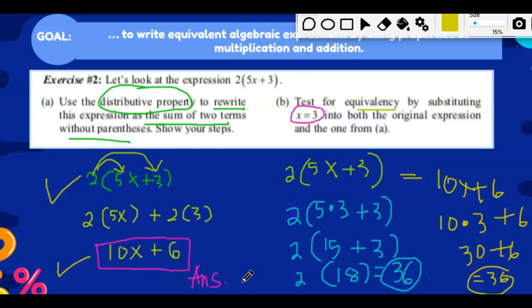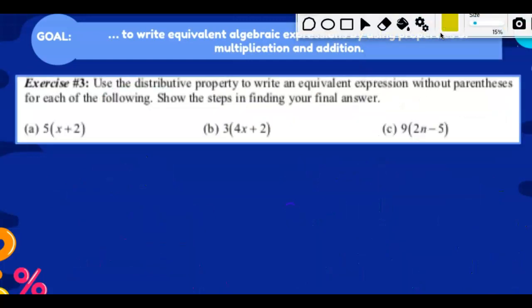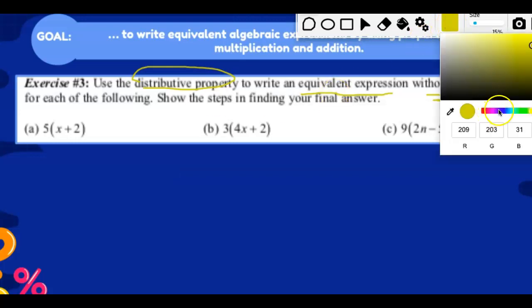Clear? Okay, take a picture. All right, so take a picture. So here in this example, it says use the distributive property again to write an equivalent expression without the parentheses. It's given with the parentheses. Remember the last two examples, we already did this. So with your help, I'm going to ask you to do it with me.